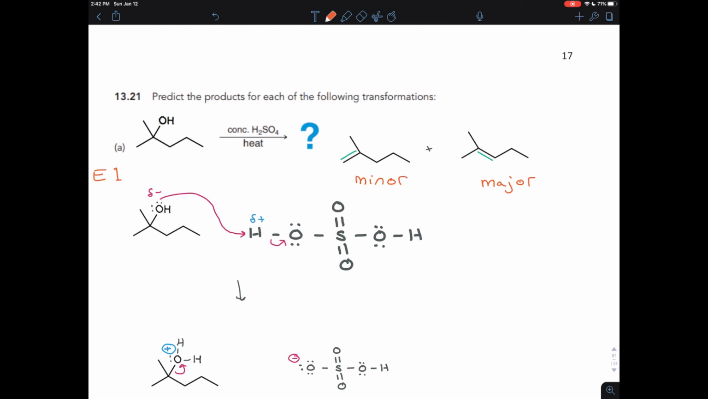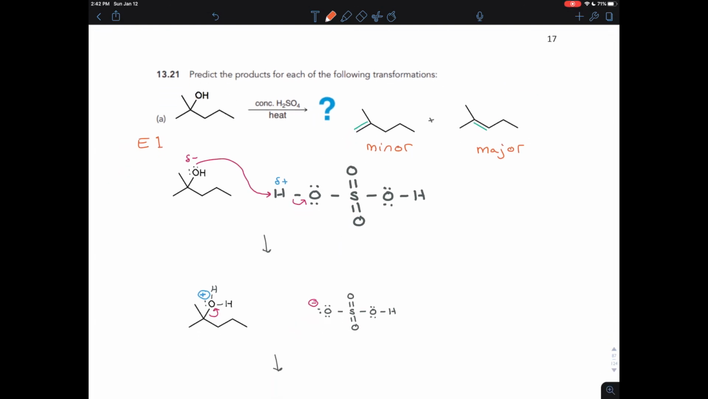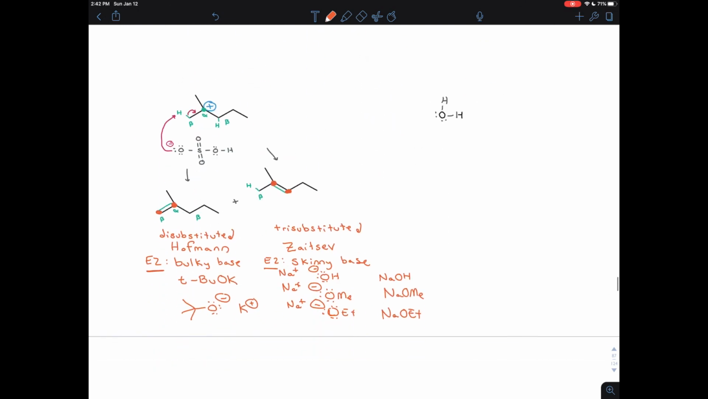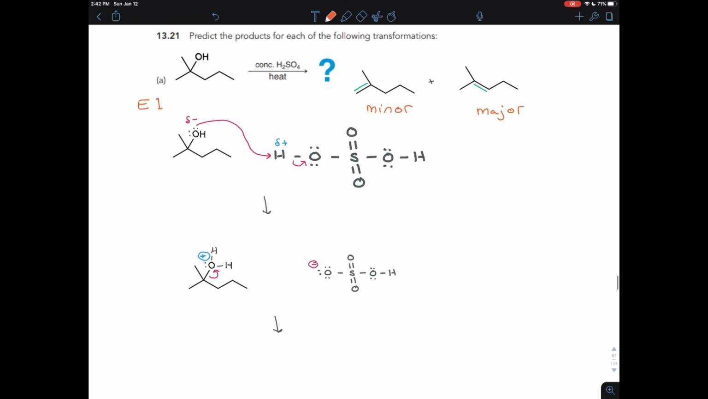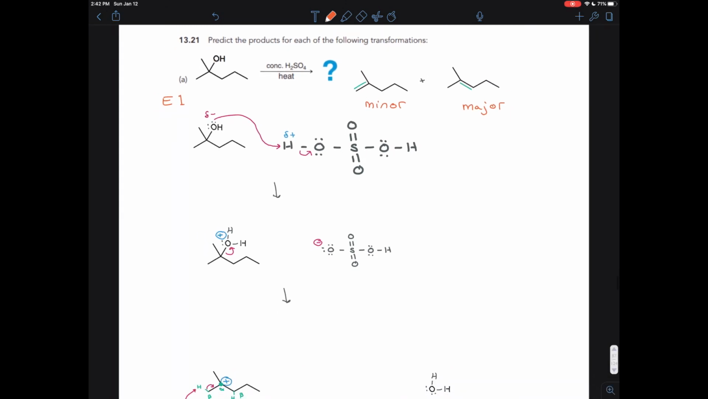And these are things that you will need to list on a test question. So if you had something like this on a test question, you would want to draw both of the possible elimination products and say which one is the minor product, which one is the major product. And you would go through that process that we went through before of figuring out which one is more substituted. That's the Zaitsev product. That's the major product for an E1 reaction. And which one is less substituted? That's the Hofmann product. Well, that's the minor product for an E1 reaction. Okay, so much for A.